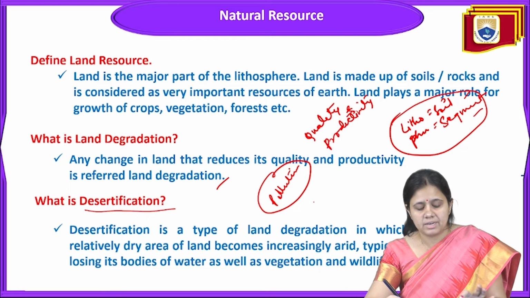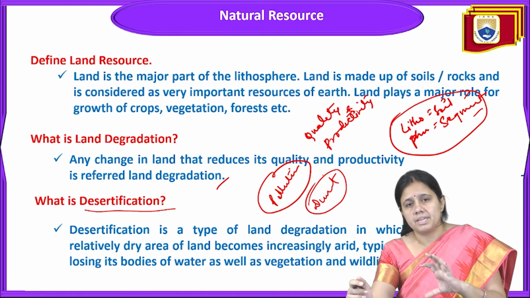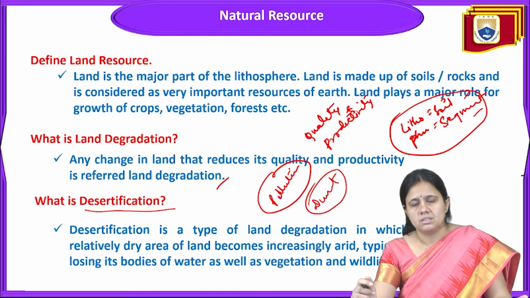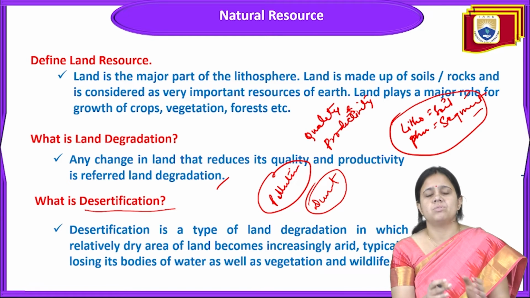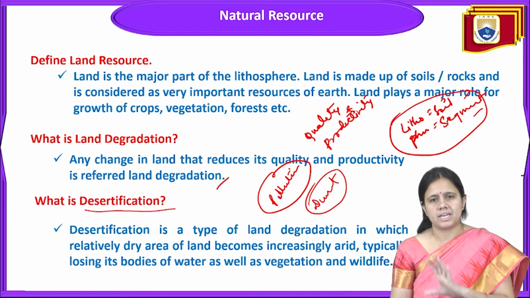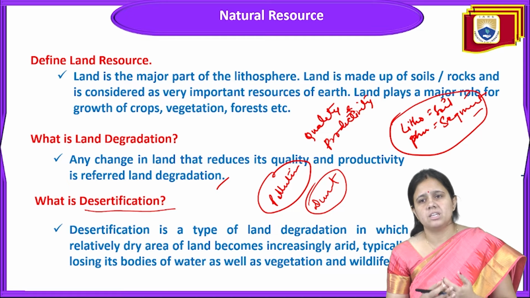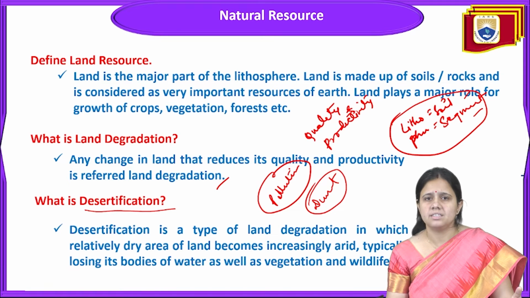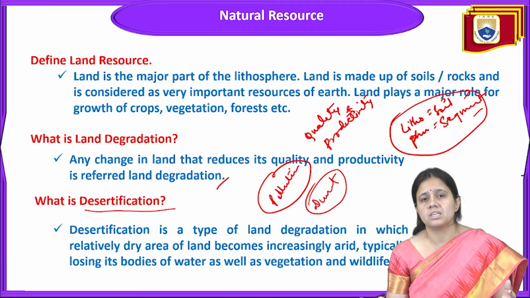Desertification, as the name says, has the word desert in it. Desertification means the conversion of any productive land into a desert. This is a very bad condition for land. A fertile land is there, and it is converted into a desert condition. This is a kind of land degradation. It can happen through pollution or habitat destruction, because habitat destruction also plays a very important role in land degradation.